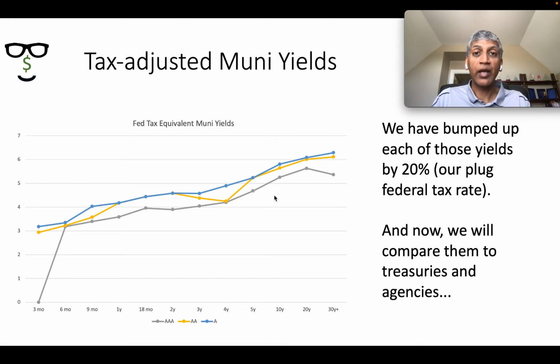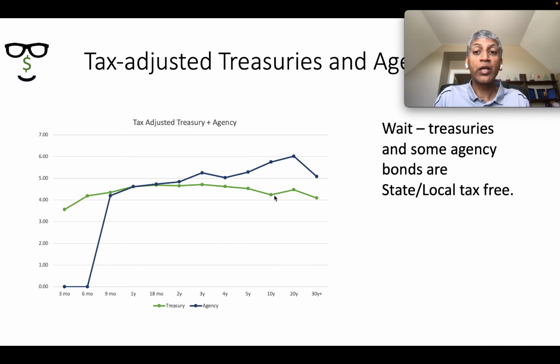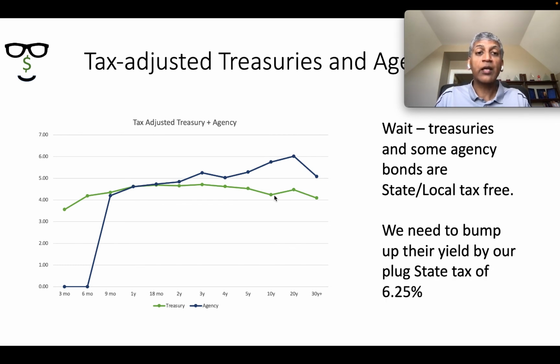So we're going to take that tax adjusted muni yield, and we are going to compare it with treasuries and agencies. Wait a second, we can't compare it exactly against treasuries and agencies as is either. Do you remember? Treasuries and agencies are state and local tax exempt. So what we need to do is take the treasuries and agencies and bump that up by 6.25%. Now, as I indicated, you would need to find out what the state tax and local tax is in your area, and you will need to plug in that appropriate number. So owning treasuries and agencies is going to give you a state tax advantage of 6.25%. In our hypothetical example, munis are giving you a federal tax advantage of 20%. So we're going to take our treasury and agency, which we have bumped up already by 6.25%.